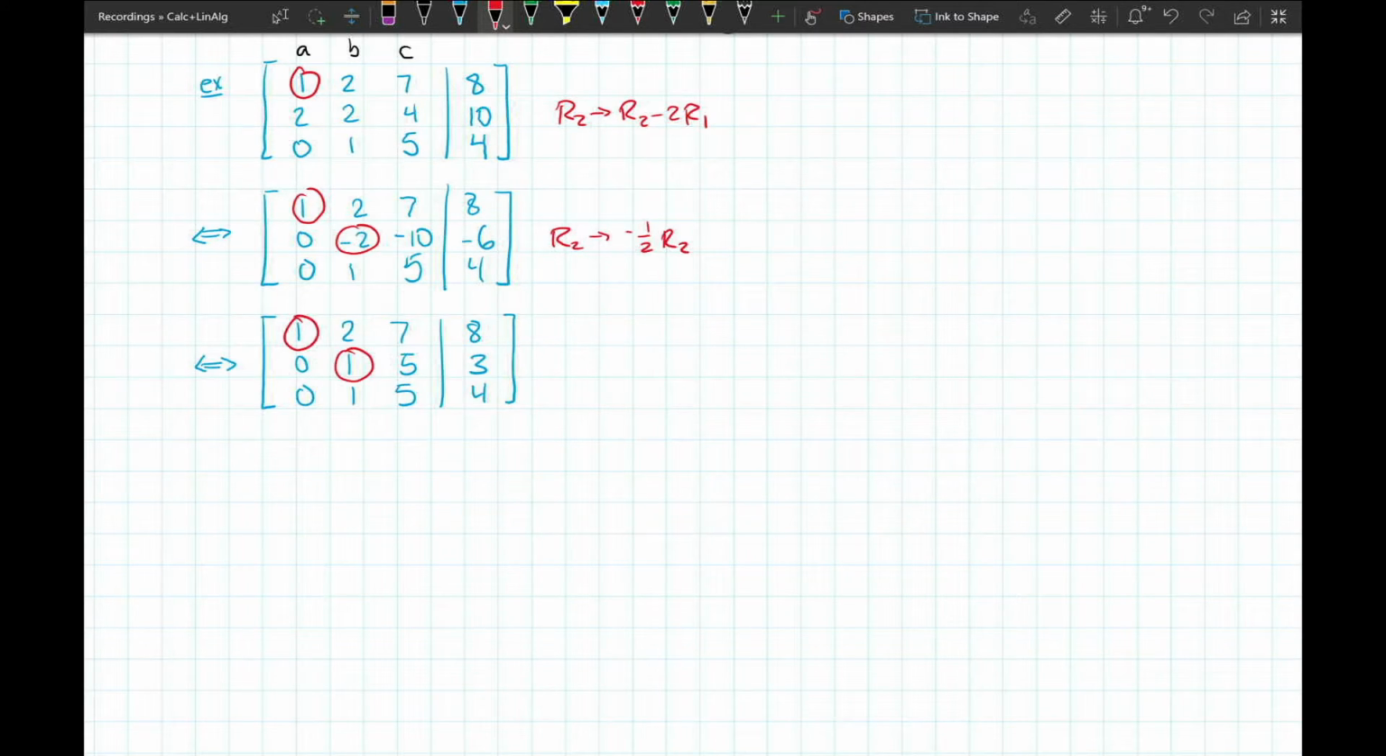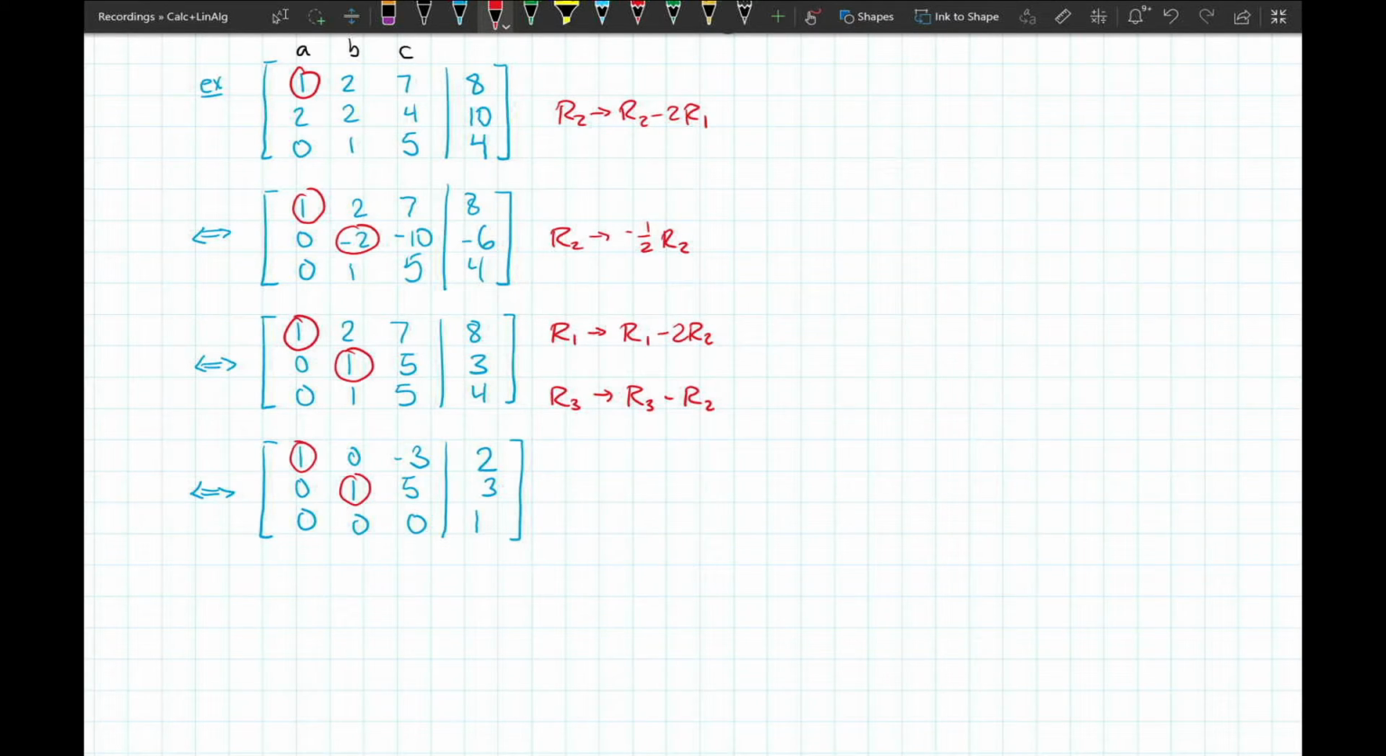Now the next step is going to be clearing out the rest of column 2. We'll have to do a row operation with row 1, replacing it with row 1 minus 2 row 2. And row 3 will have to be replaced with row 3 minus 1 row 2. Now doing that, it appears that we are in reduced row echelon form. And you can actually see in the third row, our leading one is actually in the column of constants over here.